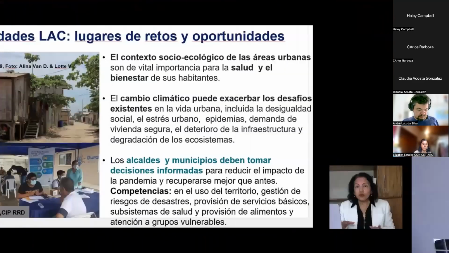The situation of cities in Latin America is very challenging and it presents many opportunities. But in the socio-ecological context of urban areas, we have issues of vital importance for human health and the welfare of inhabitants.